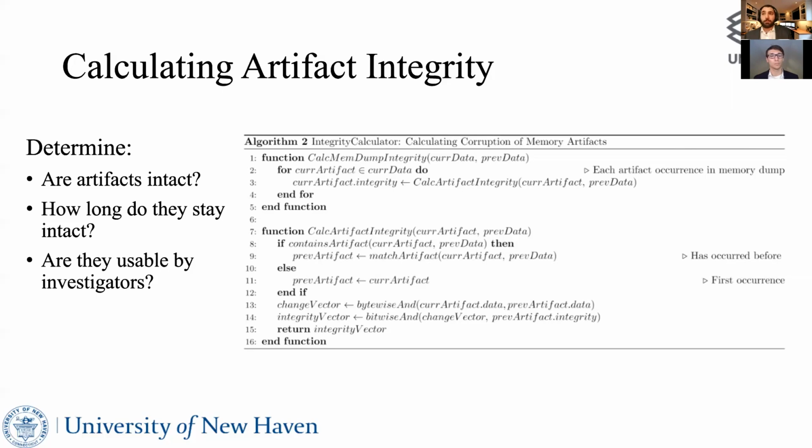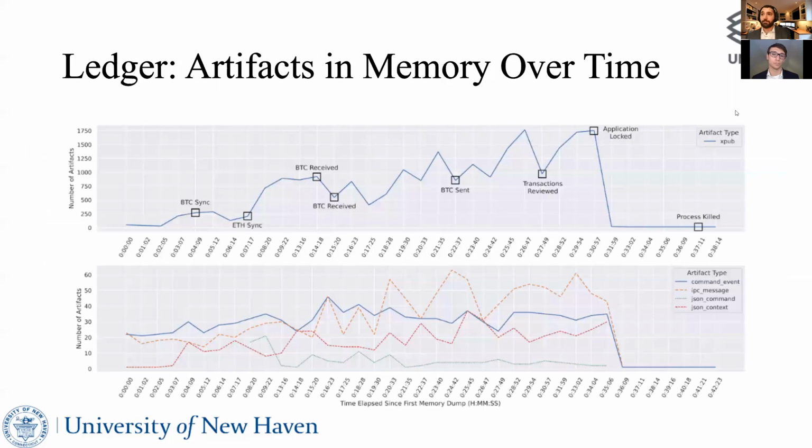So it basically will, for each point in time and for each artifact, take that artifact and compare it to all the other instances of itself across the timeline and figure out where changes have occurred in order to figure out if it's been overwritten or not. So to put that into a real picture, here is our experiment run on the Ledger wallet.